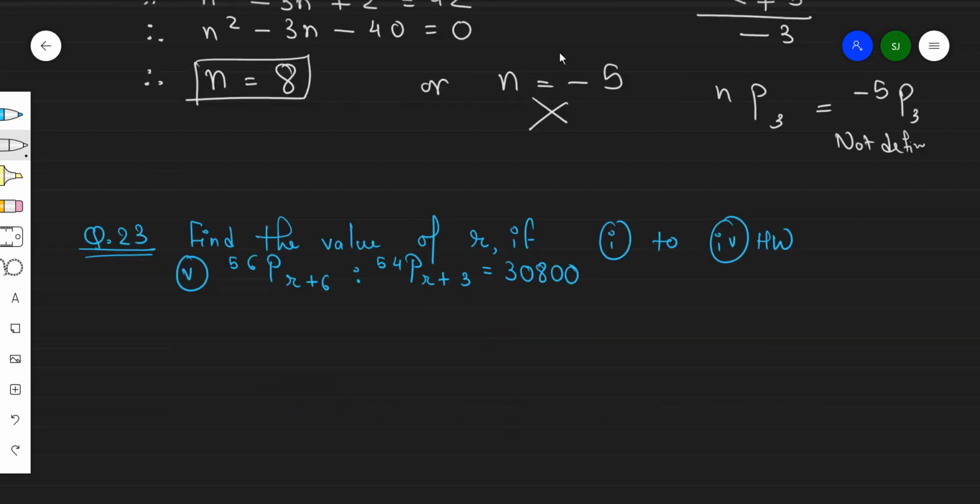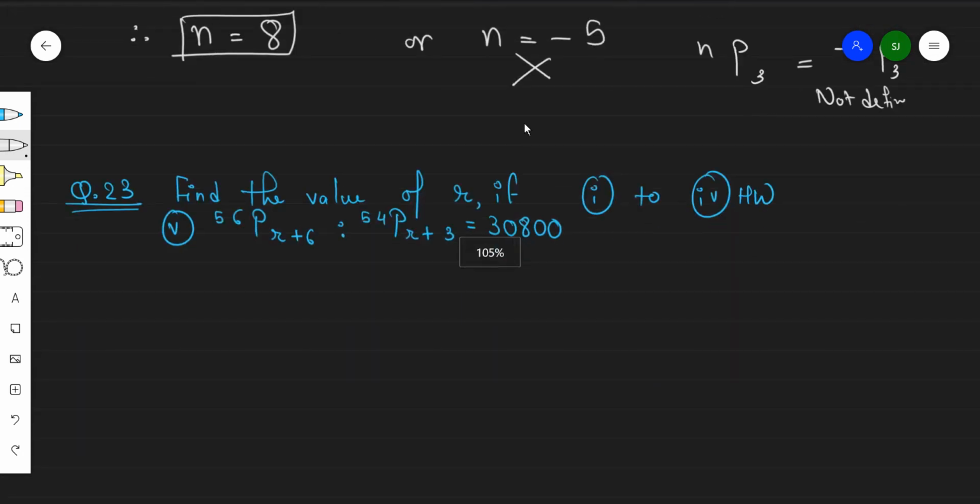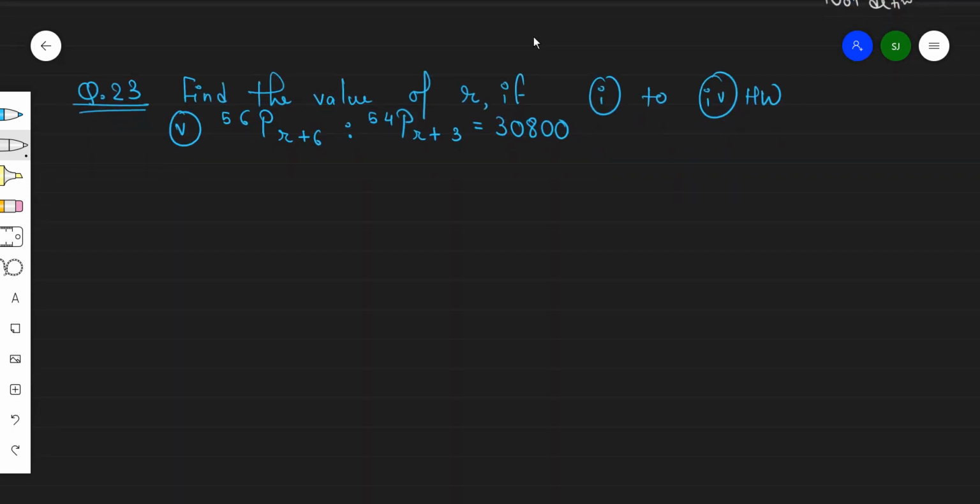I know this was a bit tricky, but we can solve one more question, right? Question number 23 we'll see. In question number 23, there are total 5 questions, but the first 4 are similar to what we have just discussed. So I thought I should discuss this question because it looks beautiful. Let's solve question number 5, which seems to be a bit difficult.